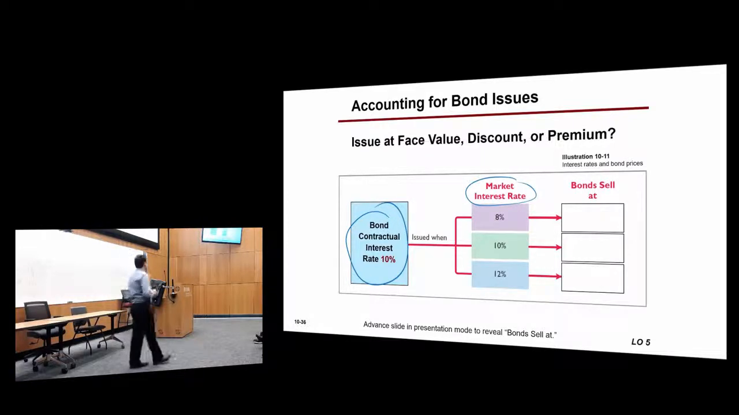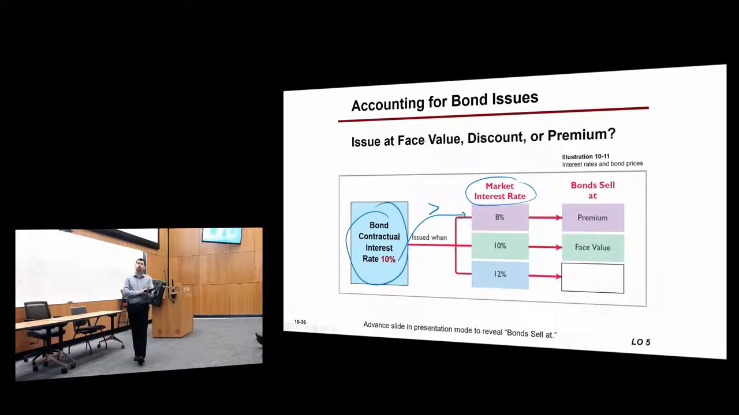On the other hand, when the company's interest rate is higher than the market interest rate, it's more appealing, right? It will generate more interest to the people who will buy it. So the company can sell it at a premium. The last one is when the company's contractual interest rate is less than the market interest rate. In this case, it will be sold at a discount.